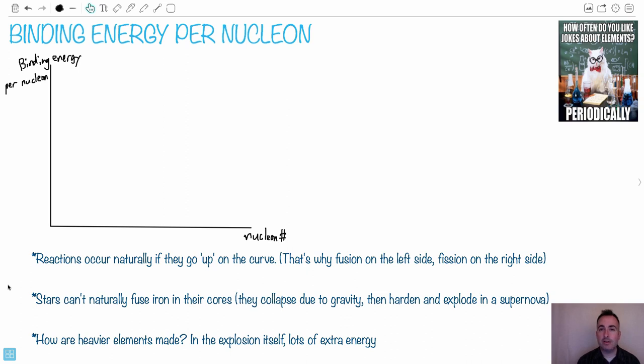Because here we're going to talk about, actually, nucleosynthesis. And this has a lot to do with astrophysics. That's why I like it so much. I'm very biased. But this has everything to do with stars, it turns out. So let's talk about this, binding energy per nucleon.